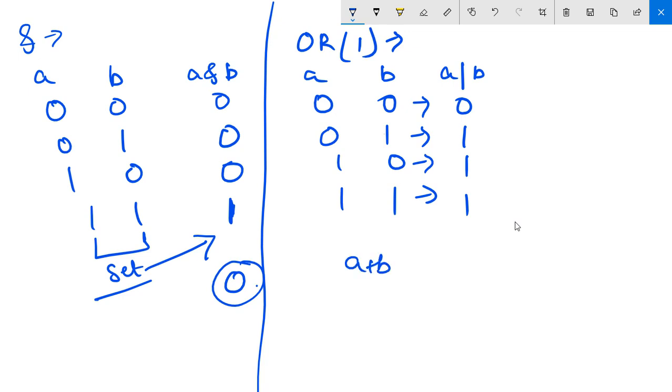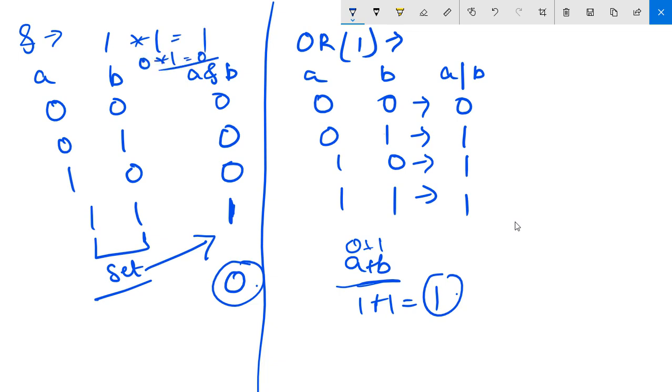It is kind of similar to A plus B, that is 0 plus 1, with just the exception that 1 plus 1 in binary is 1. And AND was kind of a multiplication: 1 into 1 is 1, 0 into 1 is 0. This is how these two operators work.